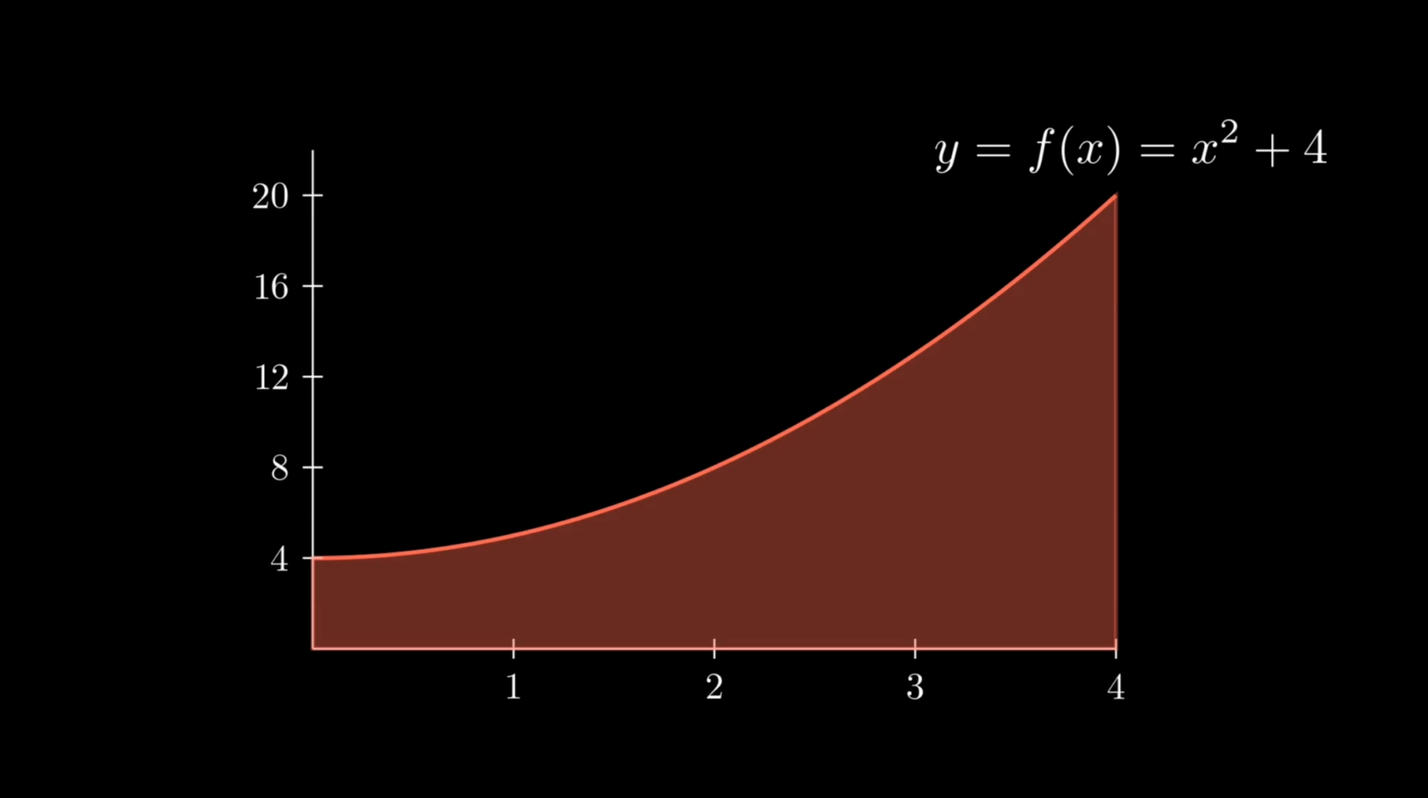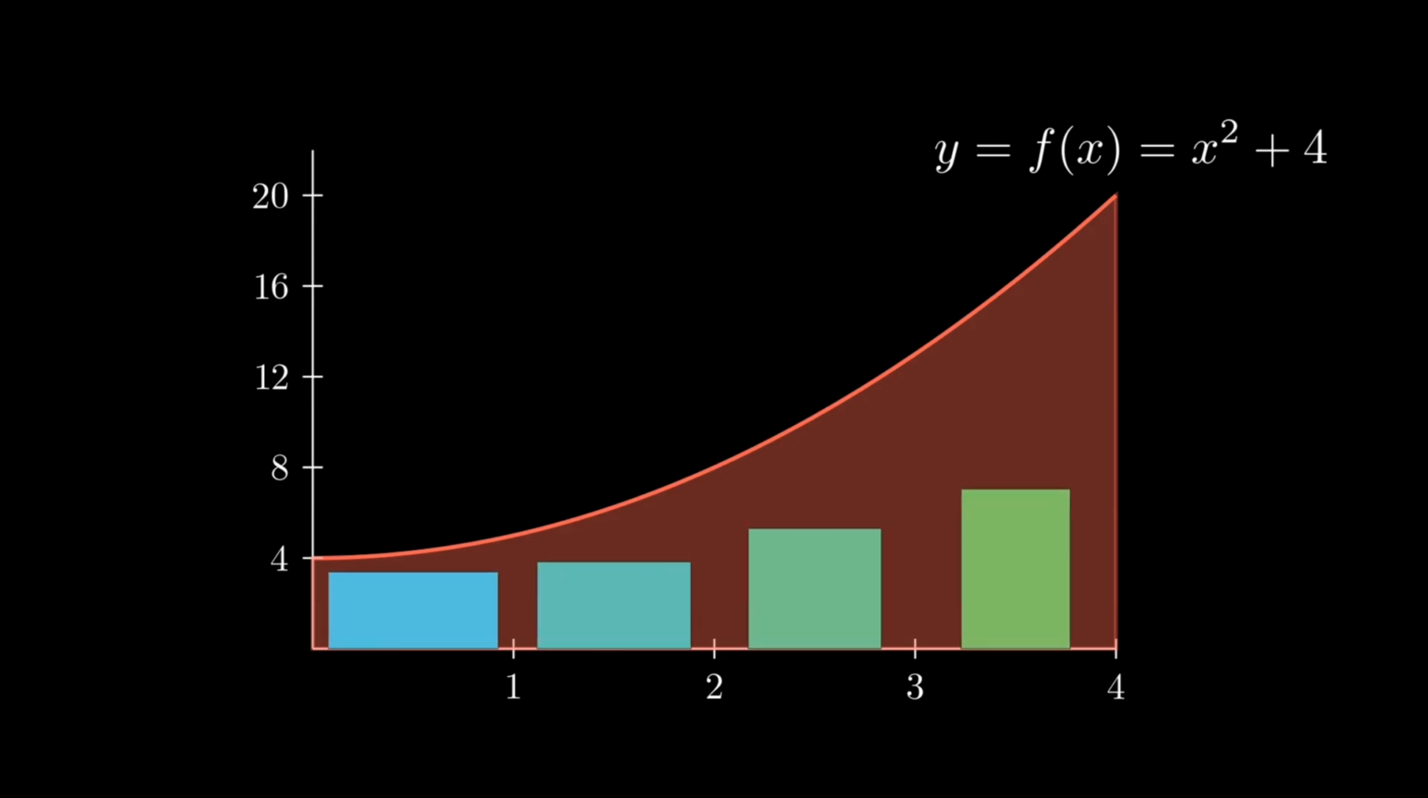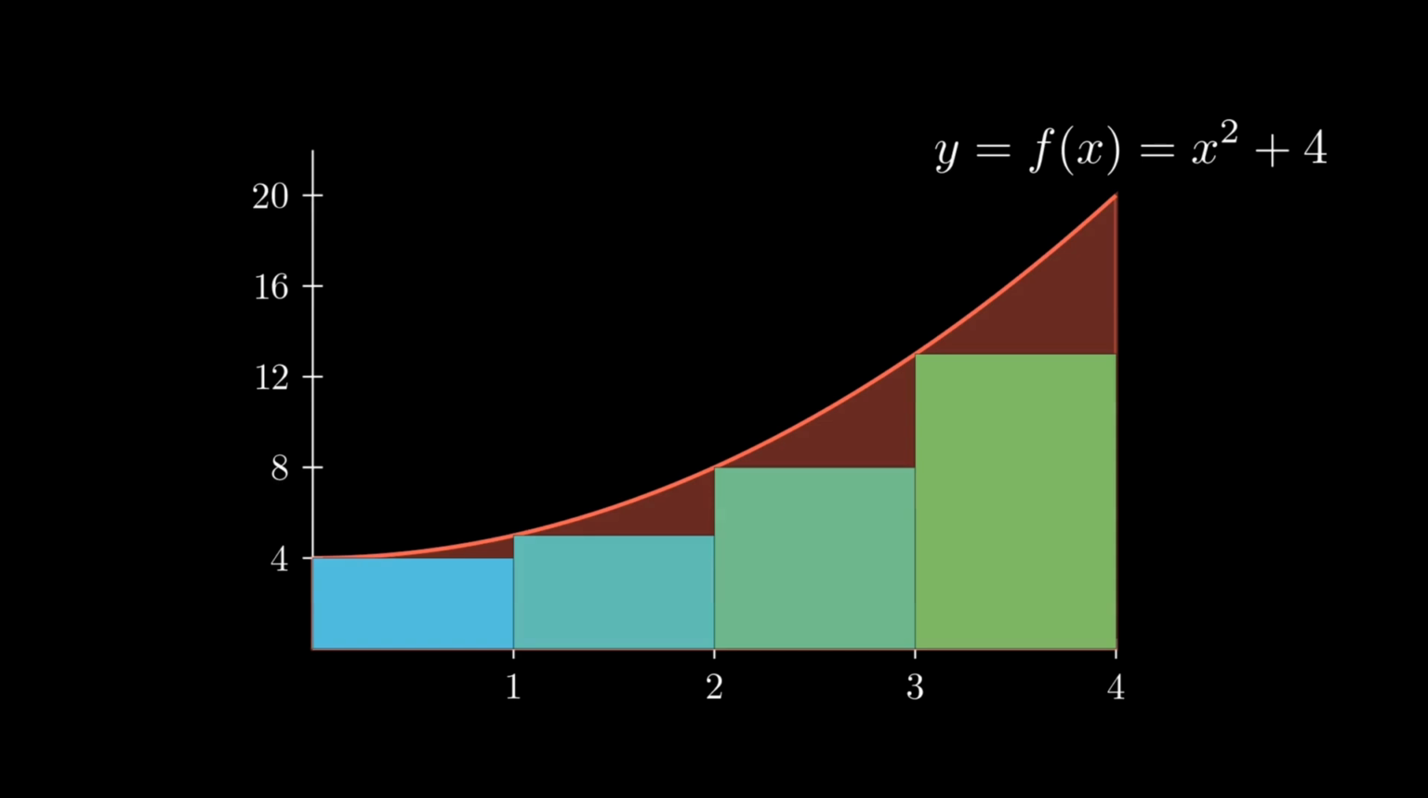We'll approach this problem in a familiar way. We'll divide this shape into 4 rectangles. Each rectangle has a width of 1. The first rectangle extends from 0 to 1, the second from 1 to 2, the third from 2 to 3, and the fourth from 3 to 4.